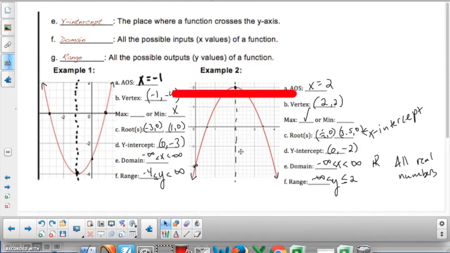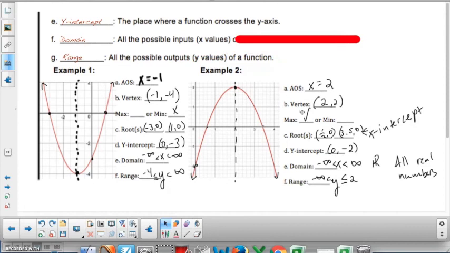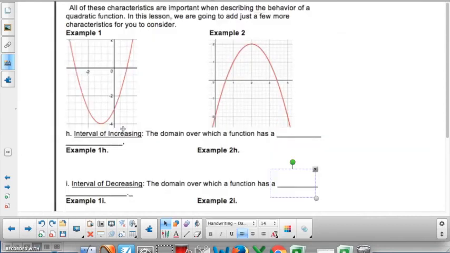Okay, I'm going to pause this video now and let you get some practice with these particular characteristics, and then we will move into talking about some other characteristics. So I'll see you in a minute.